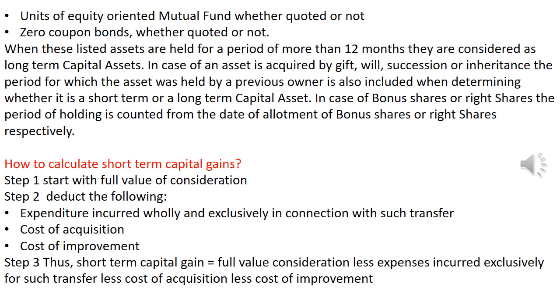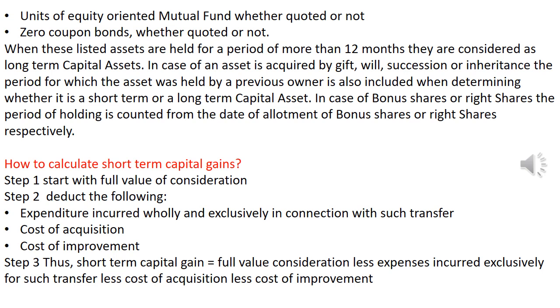We have other examples of long-term capital assets. Those are units of equity-oriented mutual funds, whether quoted or not quoted, and zero coupon bonds, whether quoted or not quoted. So all these are long-term capital assets when these listed assets are held for a period of more than 12 months. In case of an asset acquired by gift or will or succession or inheritance, the period for which the asset was held by a previous owner is also included when determining whether it is a short-term or long-term capital asset.